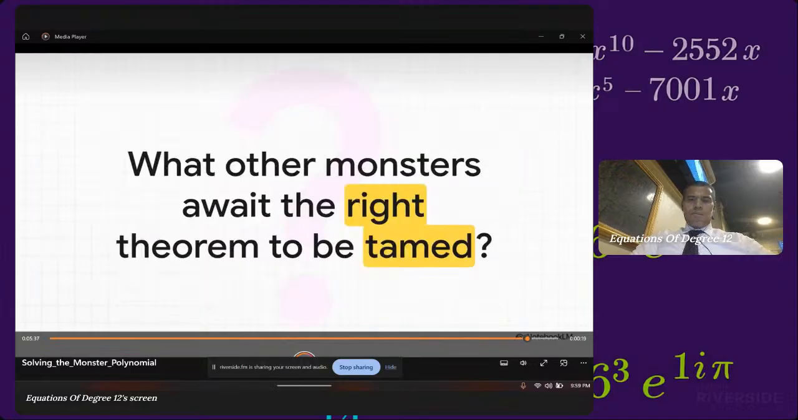And it kind of leaves you with this really fascinating thought, right? What other monsters out there, and I'm not just talking about math, but in any field, what other monsters are really just simple problems in disguise? All they're waiting for is the right tool, or maybe just the right way of looking at them to finally reveal their secrets.